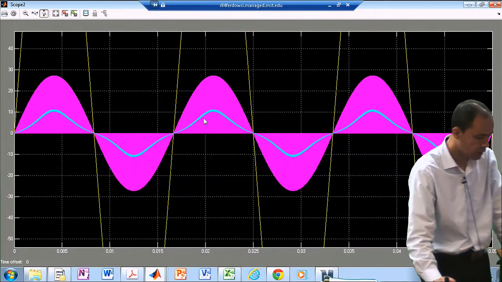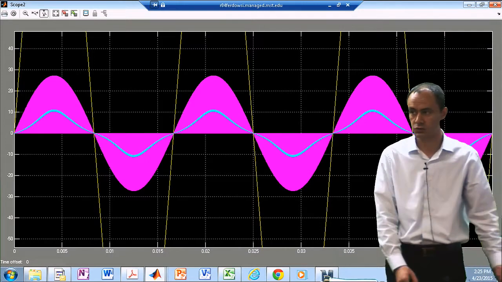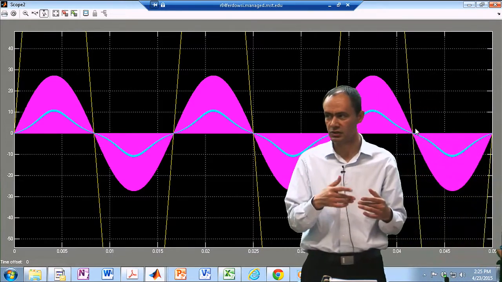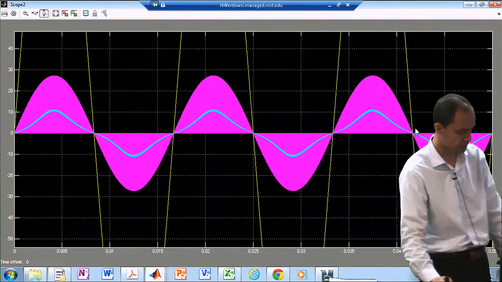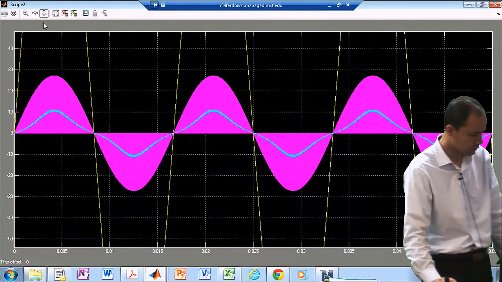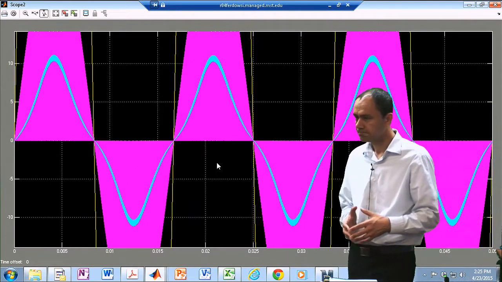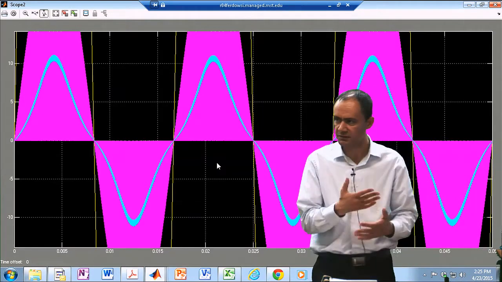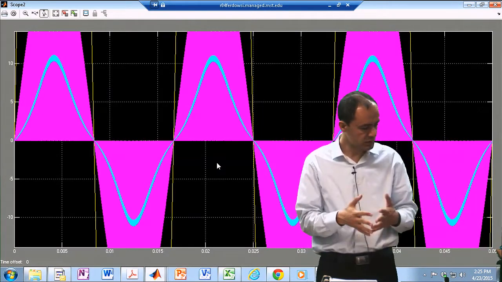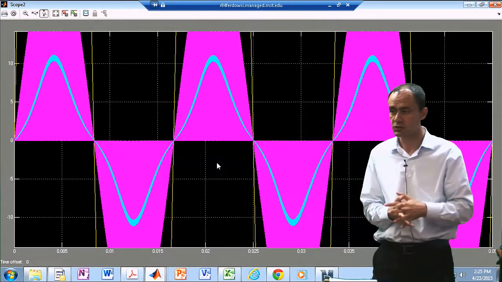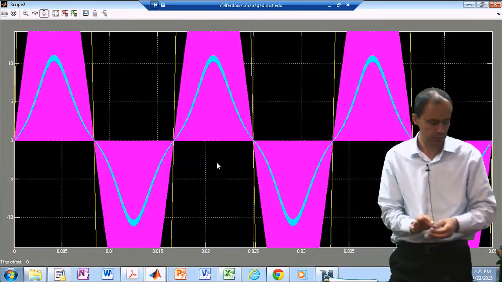And the blue one is if we apply a low-pass filter to the input side to eliminate the high-frequency ripple and just give us the moving average of the input current. You can see the input current is actually not, on average, sinusoidal, but it's okay. It's at least in phase with the input voltage. It is trying to be sinusoidal, but this is the best we can do with such a simple approach.